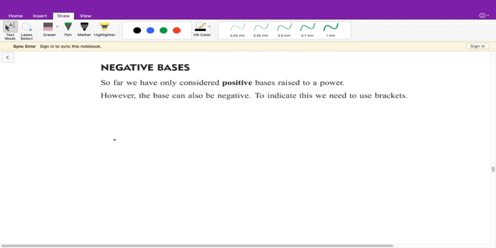Right, so far we've only worked with positive bases raised to a power. However, our base can also be negative. And to indicate this, we need to use brackets. So what I mean by that, and this is one of our objectives, I believe it was objective number 2. If I write negative 2 squared, this does not equal negative 2 squared.